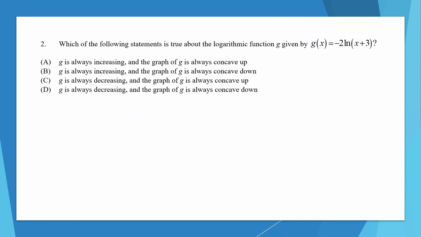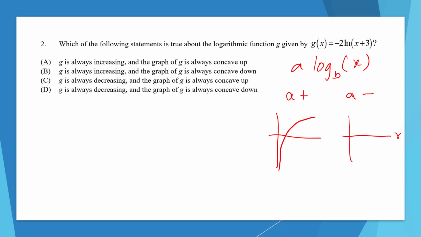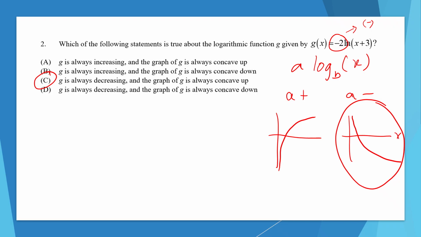All right, number 2, which of the following is true about this logarithmic function? So here, remember, log functions will be given as a times log base b of x, typically, where if a is positive, the function should look like this. It should be increasing. If a is negative, the function is going to be flipped vertically and will be decreasing like so. Here we have an a value of negative 2 that is negative, and so our function should look like this, which means it will always be decreasing but always be concave up, making C the correct answer.